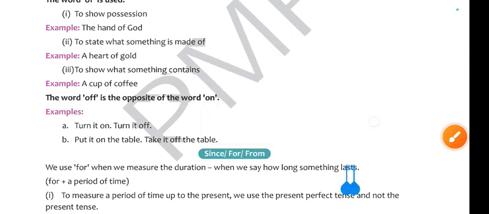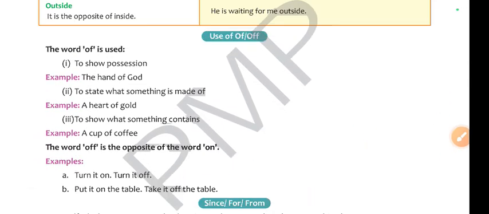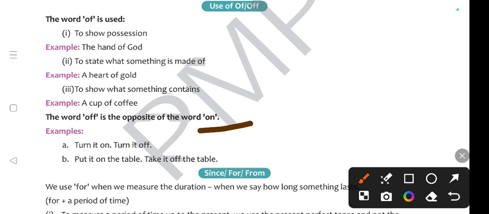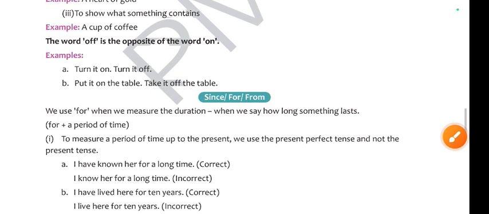Now, the word of is used to show possession, like the hand of God, and then to state what something is made of, a heart of gold, to show what something contains, a cup of coffee. The word off is the opposite of the word on. It means turn it off. ठीक है, take it off the table.